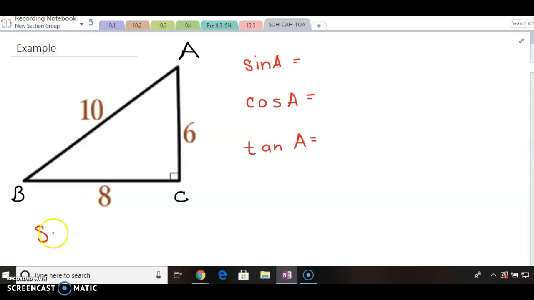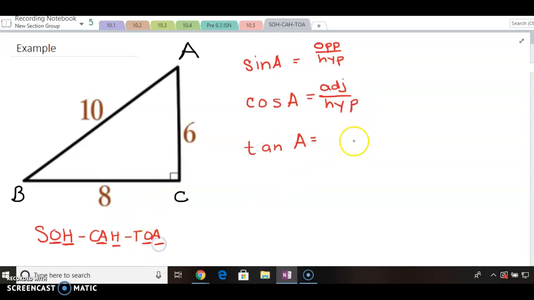Okay, and I'm going to write down here, SOH-CAH-TOA. Okay, so my sine is always my opposite over my hypotenuse. And guys, out of every worksheet I do with trig, even nowadays, I write SOH-CAH-TOA at the top. So I encourage you to do that. My cosine is always adjacent over hypotenuse. And my tangent is always opposite over adjacent.